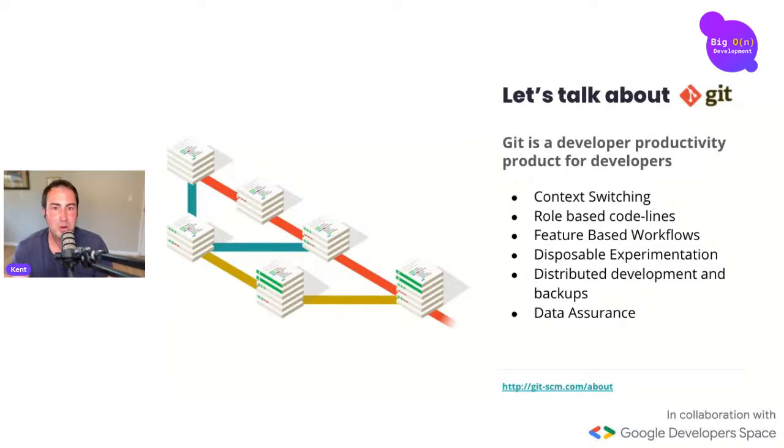Well, before I go into what it looks like in practice at Yelp, and I'll go through a bunch of examples there, let's talk about something that you use probably every day, and maybe you think about it as a developer productivity product, but maybe you don't. And I actually pulled off all of these features, just like a product has features, from the Git page.